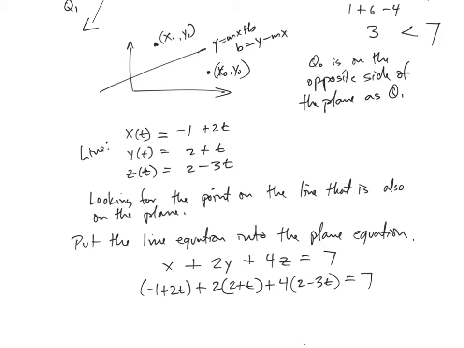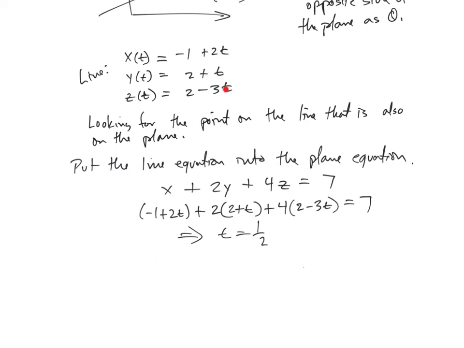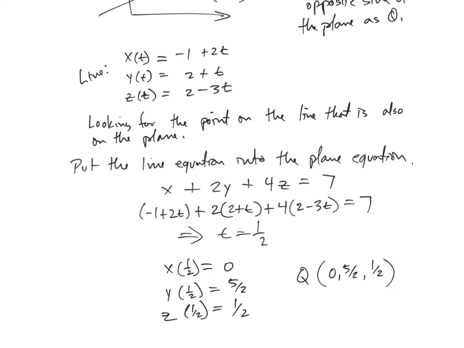So one equation with one unknown t, you solve that for t, and you end up with t equal to 1/2. You put 1/2 into t in each of these three here, and you get values for x, y, and z. So x for t equal to 1/2 is going to be equal to 0. y for t equal to 1/2 is going to be equal to 5/2. z for t equal to 1/2 is going to be equal to 1/2. So the point Q has coordinates (0, 5/2, 1/2). Okay?